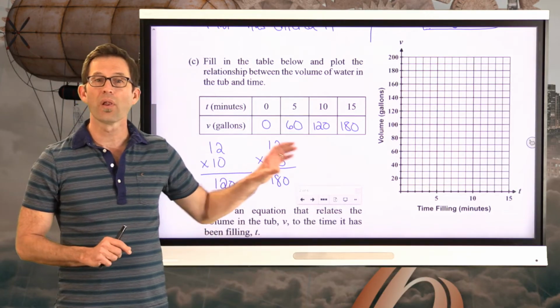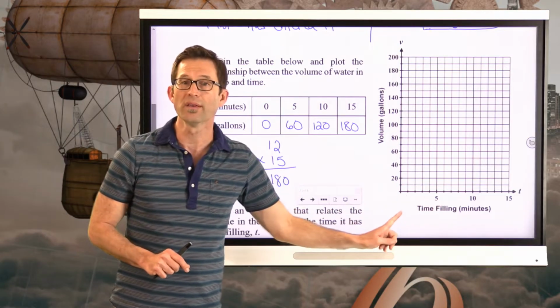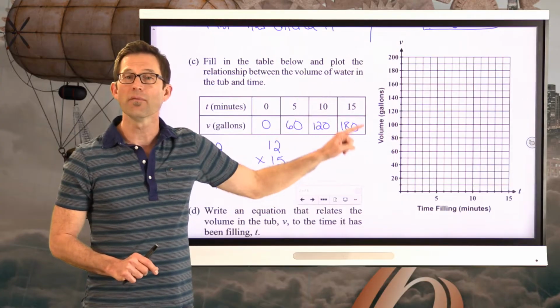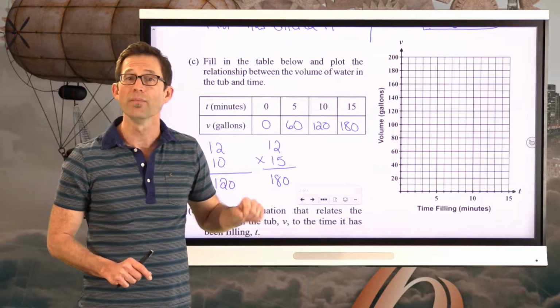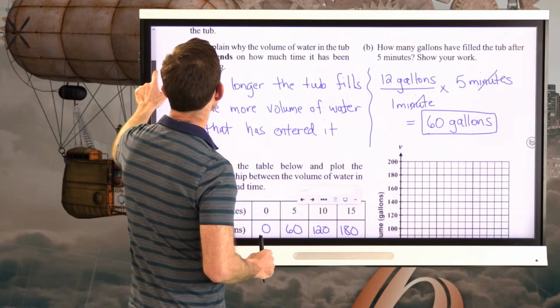Now, we'd also like to plot this relationship, right? Where the x-axis, if you will, is the amount of time in minutes, and the y-axis is the volume that has gone into the bathtub in terms of gallons. Actually, I don't know if it was bathtub or a pool. What do we have?